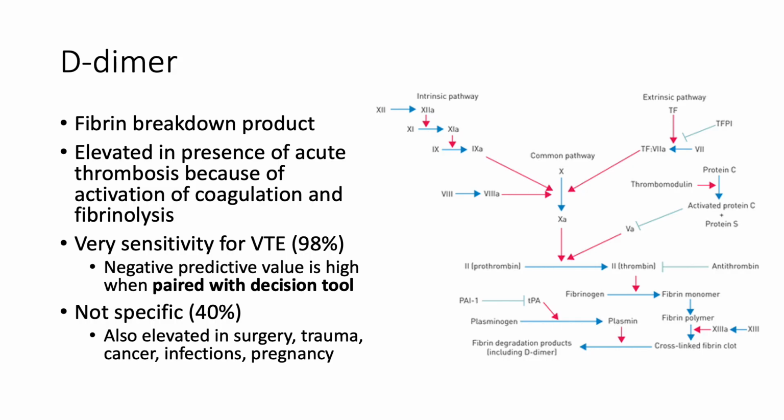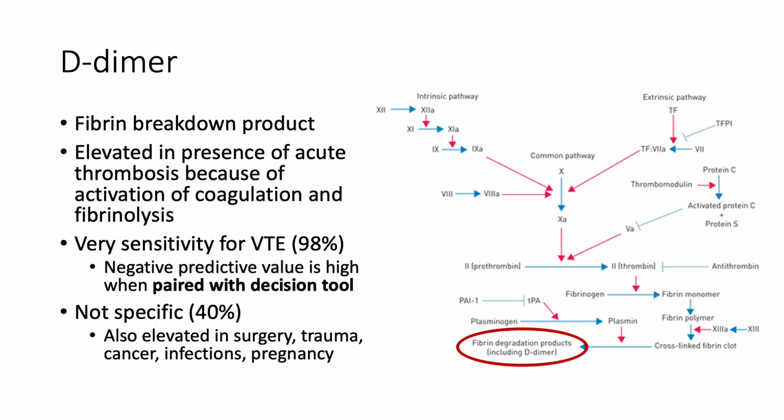D-dimer is a useful lab test in evaluation of blood clots. It's a fibrin breakdown product. So you remember at the very end of the clotting cascade, after you've cross-linked your fibrin, you have activation of plasminogen to plasmin, which then chops up the fibrin into degradation products, including D-dimers. So if you see D-dimers in the bloodstream, you know that there is activation of the clotting cascade.